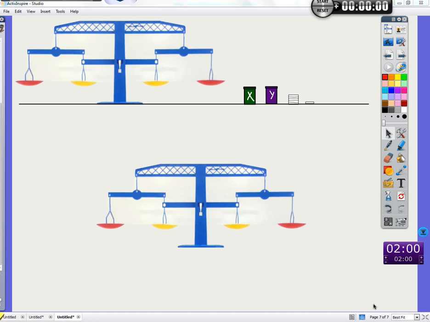Alright, so we got 2x. X plus x, 2x. Not x squared. It's not x times x, it's just x plus x, 2x. Alright, so we got 2x on this side, and on this side we have 4.